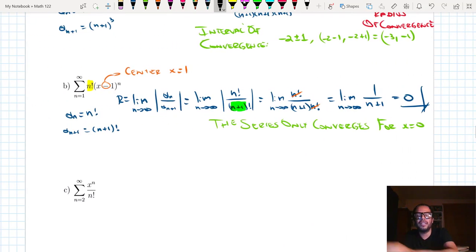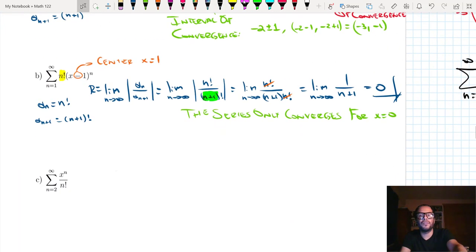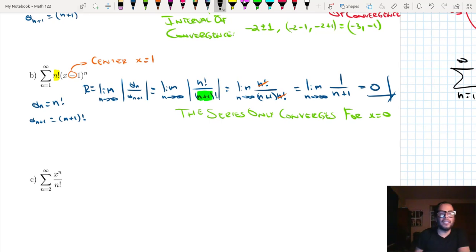Okay, so that's how the series only converges for, and I need to correct this real quick, not x equals 0. The radius is 0, but the series converges for x equals 1, which is the center point only.